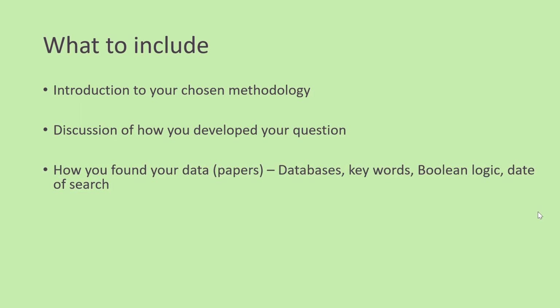You must talk about how you found your data, and in this case, for a literature review, your data is your papers. Tell me which databases you searched, which keywords you used. Did you use Boolean logic? Which was the date of your search? It would also be good to say how many papers you found initially, how many you title screened, how many you abstract screened. And you'll then need to talk about your inclusion and exclusion criteria. It's really vital that you provide academic justifications for these, and you can watch my video on inclusion and exclusion criteria to help you with this point.